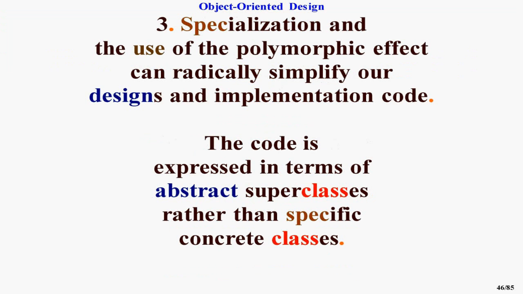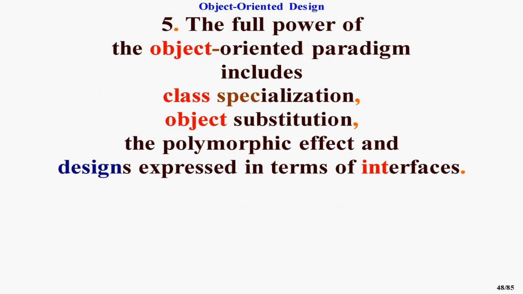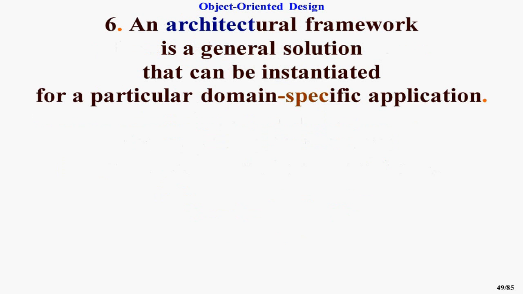3. Specialization and the use of the polymorphic effect can radically simplify our designs and implementation code. The code is expressed in terms of abstract superclasses rather than specific concrete classes. 4. The full power of the object-oriented paradigm lets our designs accommodate new requirements without the necessity for substantial changes. 5. The full power of the object-oriented paradigm includes class specialization, object substitution, the polymorphic effect, and designs expressed in terms of interfaces. 6. An architectural framework is a general solution that can be instantiated for a particular domain-specific application.